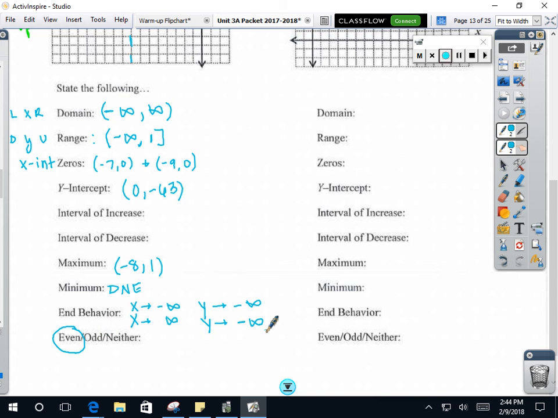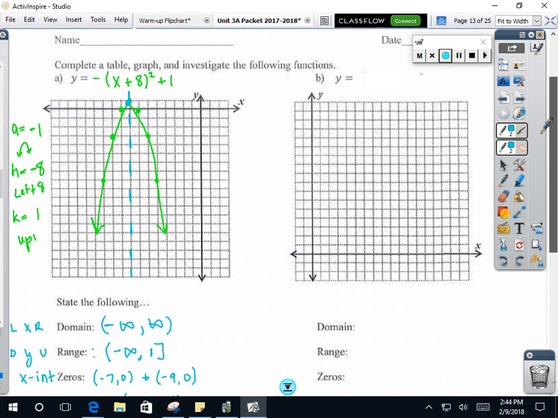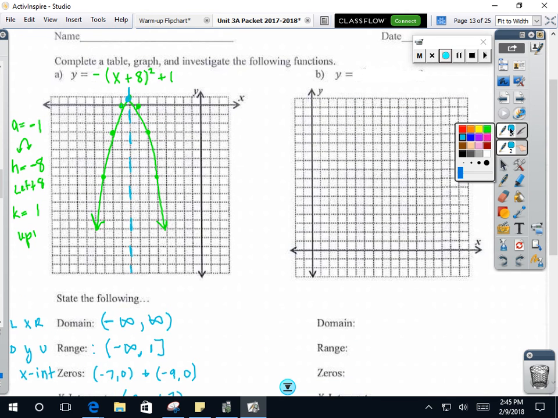Okay, now let's look over at this one and try this one. This is the last one. I'm about to give you the equation. Okay, the equation is y equals 2, parenthesis, x minus 6, parenthesis squared, minus 2. So, that is a parabola. The way I know it is because it's squared. It's in vertex form, so I'm able to identify the A, the H, and the K.